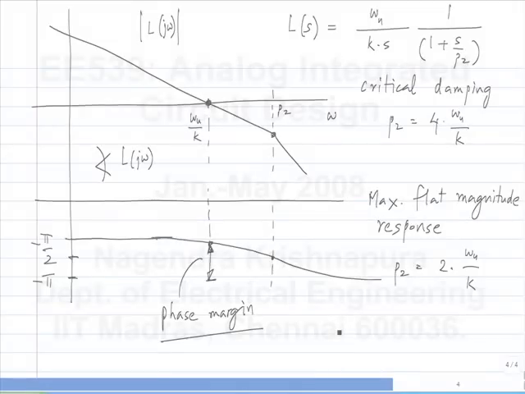How much is that for this system? Not the value, but in terms of P2 and omega u and so on. What is the phase margin? Tan inverse omega u by k P2. So if P2 increases, the phase margin decreases.